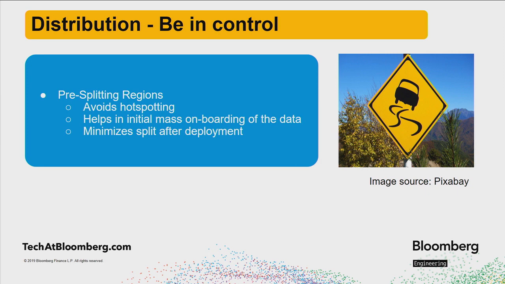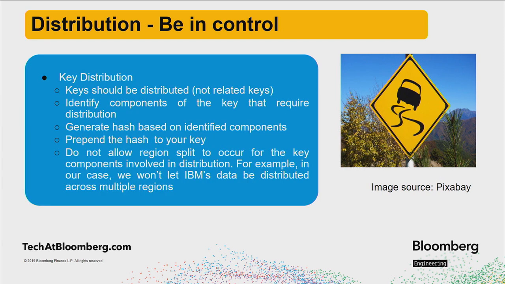What does it give you? It avoids hotspotting. It helps in mass onboarding of the data, and it minimizes splits after the deployment. What I mean by minimizing splits after deployment is that once your system is commissioned, you can engineer it to not have splits, or at least minimize them, because when a split is occurring, I believe the system is at a suboptimal performance level. So this is how you control to have a good distribution, but if you have too much distribution, there is another problem.